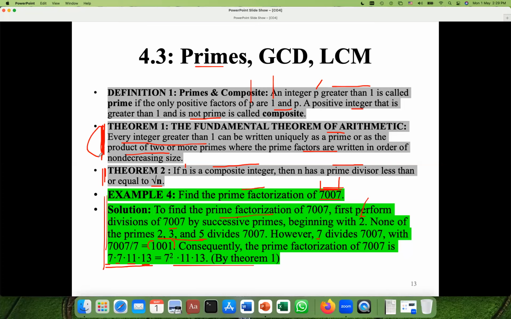So we start from 7? I should go to the bigger number? No, you have to start from the beginning, because this condition is written here: when the prime factors are written in order of non-decreasing size. So you have to pick the prime numbers in ascending order, in increasing order, from 2 onwards.